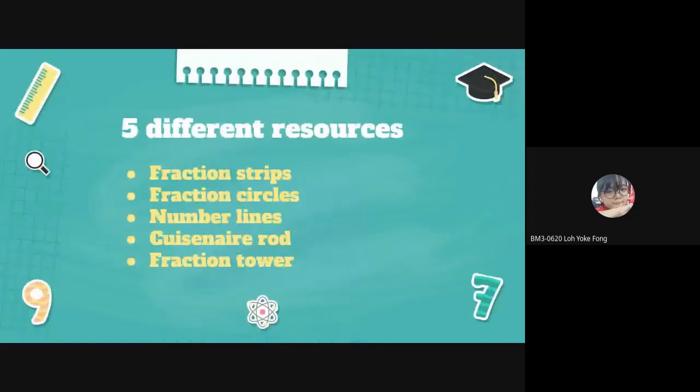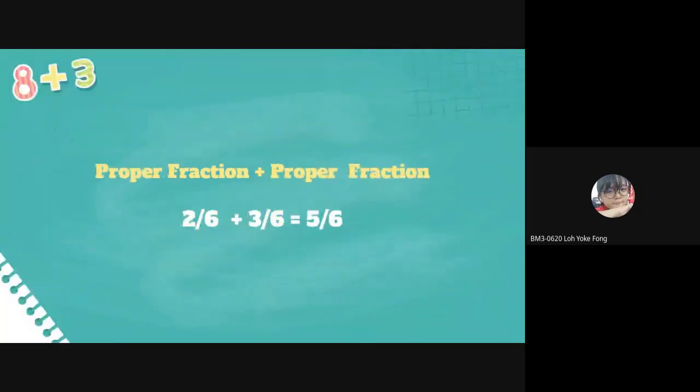Next, we would like to show 5 different resources in adding fractions: fraction strips, fraction circles, number lines, Cuisenaire rods, and fraction tower. Let us have a look at example 1, which is proper fraction plus proper fraction. The example we prepared here is 2/6 plus 3/6, which is equal to 5/6.